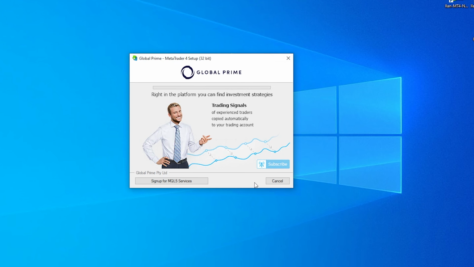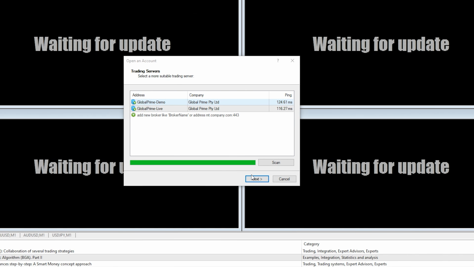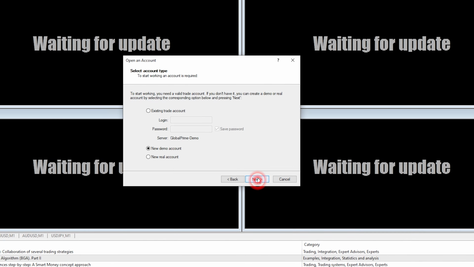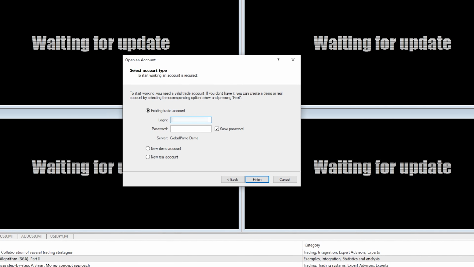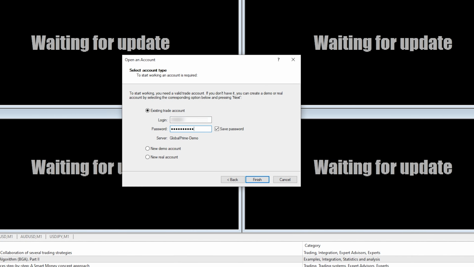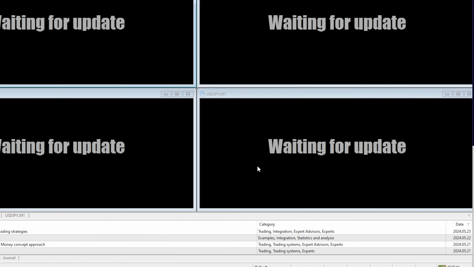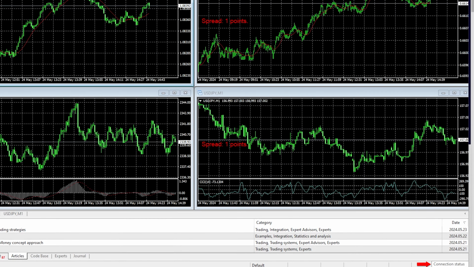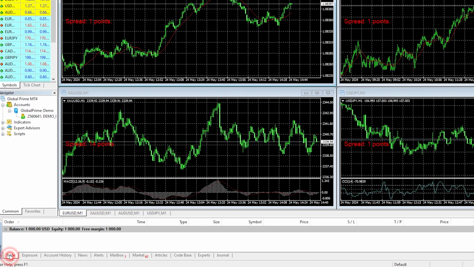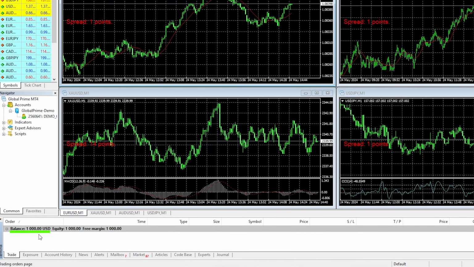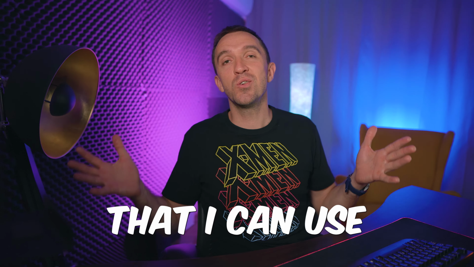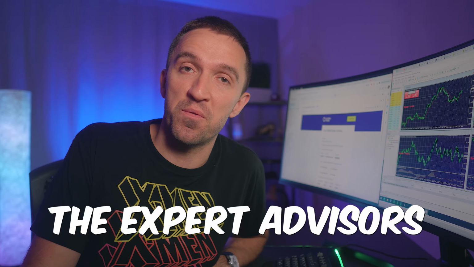I'll install it on one of my VPSs because I want to make sure that they won't be interrupted and they'll be trading 24/7. The platform is installed. I'll click on next, and I'll just copy paste my login credentials. I'll paste the password as well and I'll click on finish. You can see that the account is connected. So now I have $1,000 virtual money that I can use to test the expert advisors.